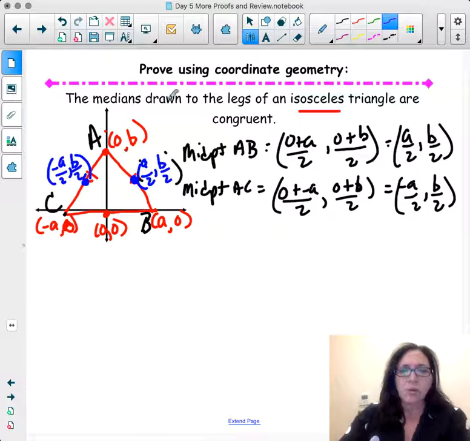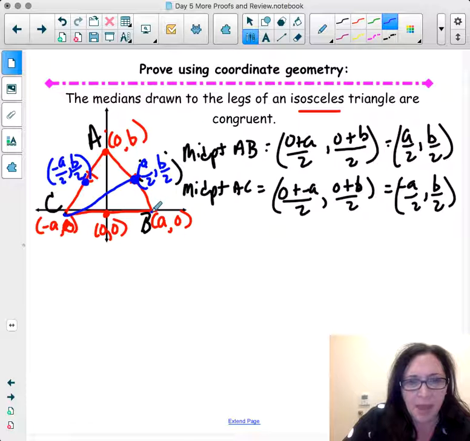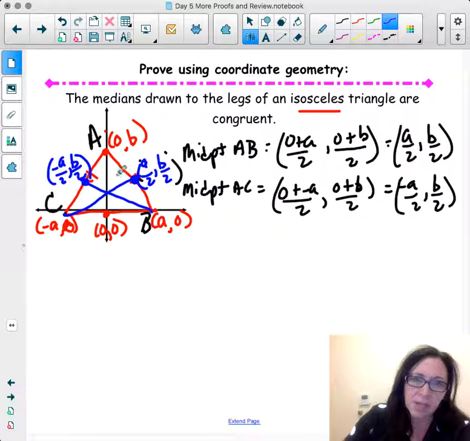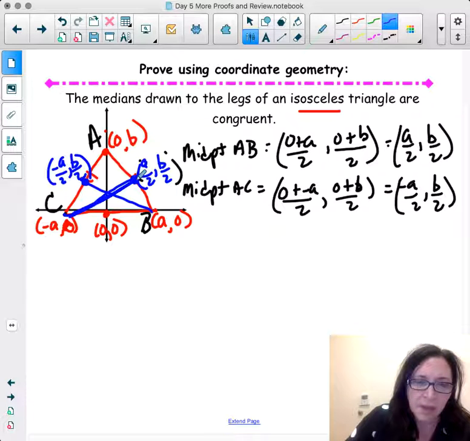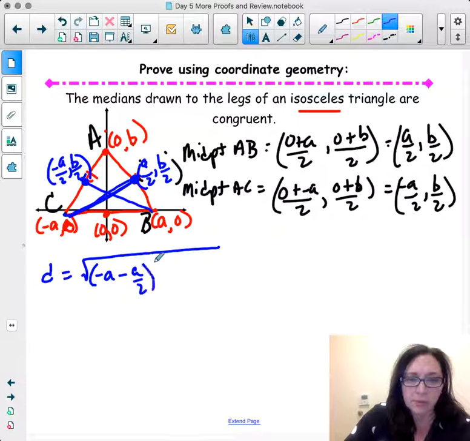All right. So now that we found the midpoints, we know that our medians are going to do this. That goes to that, and that goes to that. Now we need to find the distance of those two. So for the distance formula, we subtract your x's. So I'm going to have negative A minus A over 2, quantity squared, plus, now subtract your y's, 0 minus B over 2, which is just negative B over 2, quantity squared.